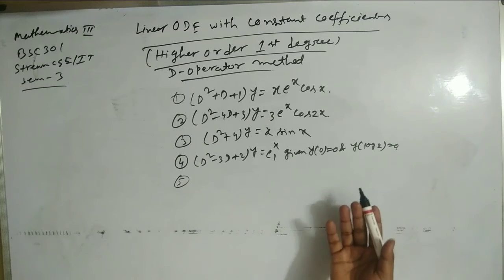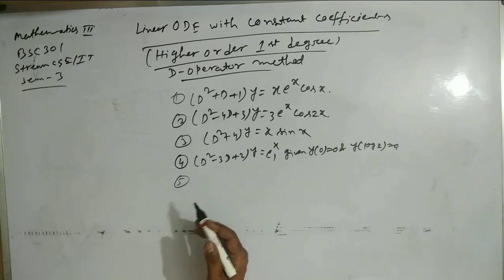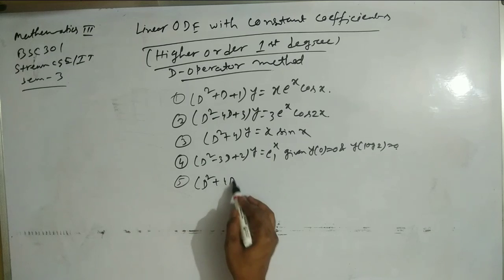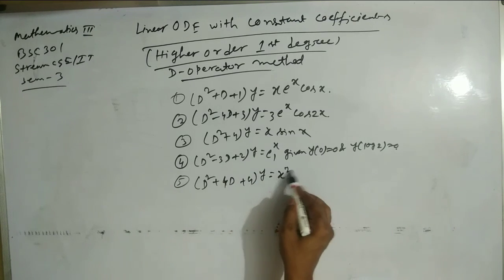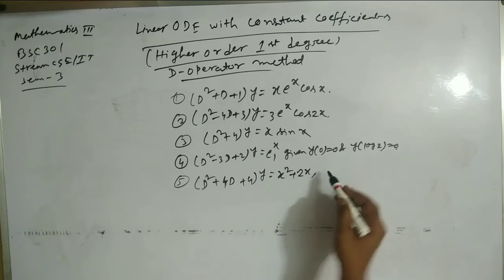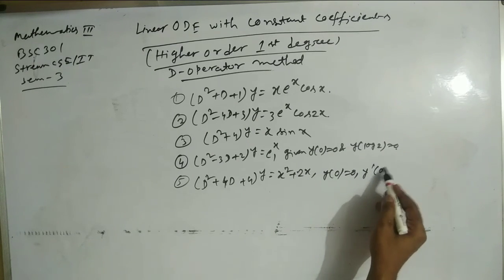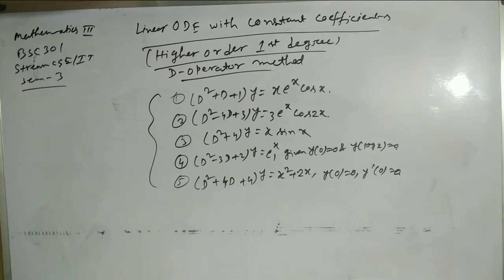If you face any problem, I am there, you can contact me. Okay, so the last assignment is d square plus 4d plus 4 operating on y equal to x square plus 2x. So y 0 equal to 0 and y dashed 0 equal to 0. So these are your assignments. So please do these sums.